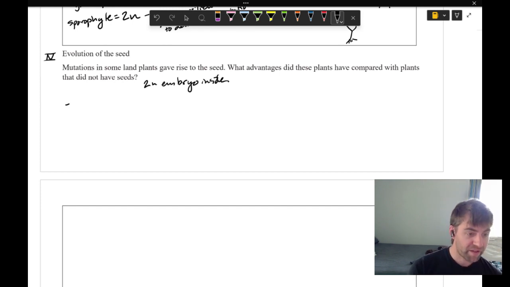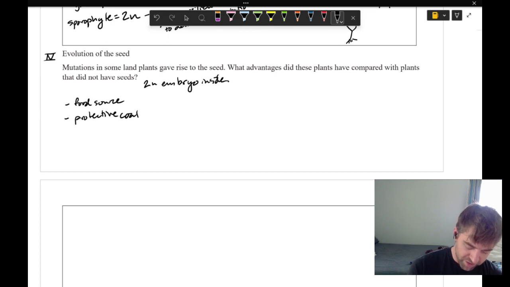Seeds also have a food source built into it, which is helpful for early development. You have a protective coating, which is going to protect it from ultraviolet radiation that might cause mutations. It's going to protect it from some predation. It's going to protect it from huge shifts in temperature and moisture and things like that. So it's going to increase the survivability of that reproductive cell.